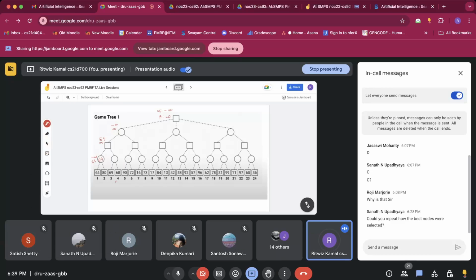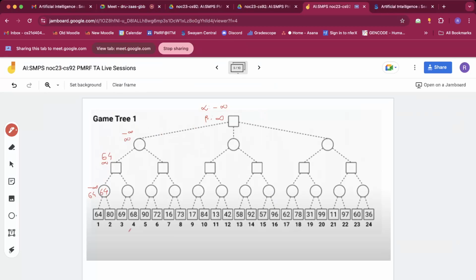Okay, then let's solve the rest of the game tree in a similar manner. So this max node, remember, is not completely solved yet because its second child is yet to be filled in. So this will pass on 64 and infinity to this child. And this in turn will then look at this 69 child that it has.